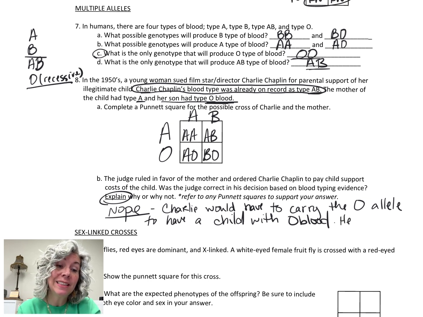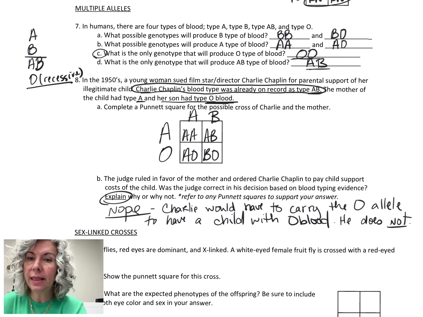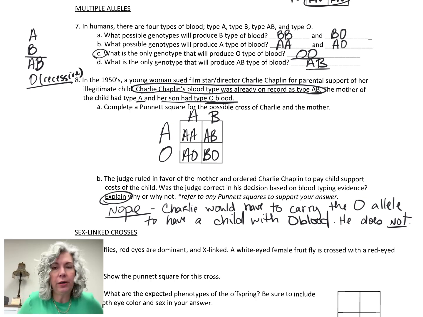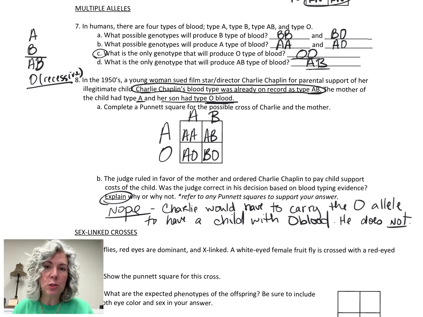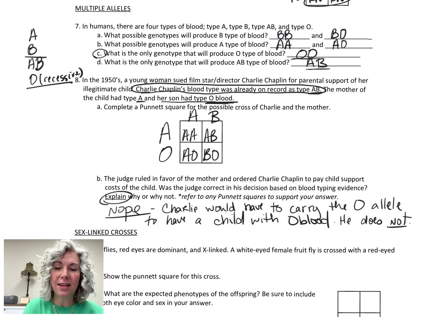He does not. He does not have the O allele. Charlie Chaplin was not the father. And they didn't do their genetics very well, did they? This was before all the genetic testing and stuff, though, back in Charlie Chaplin's day.